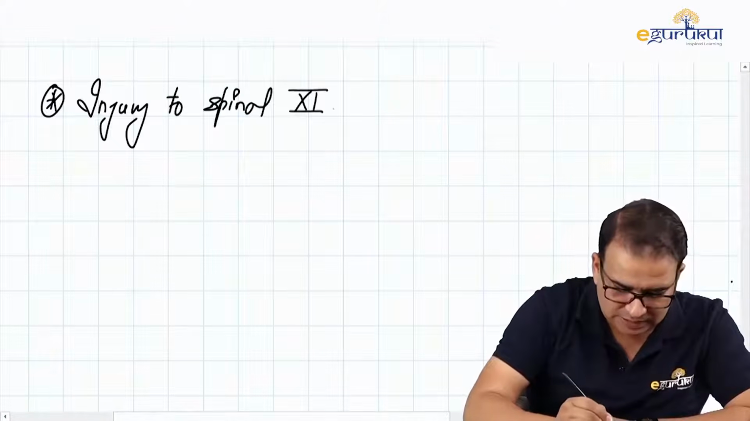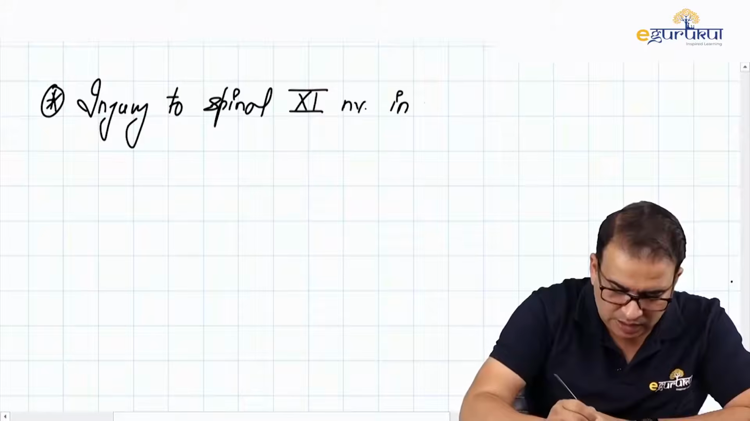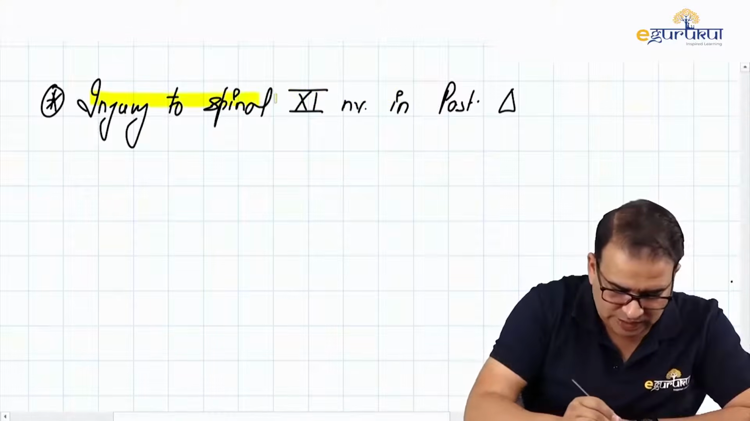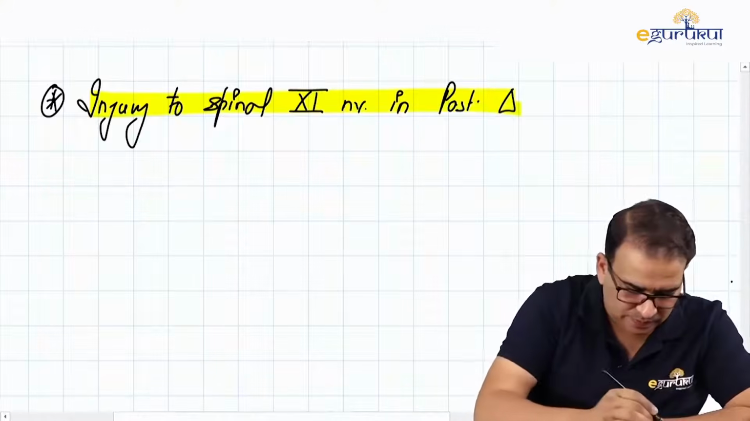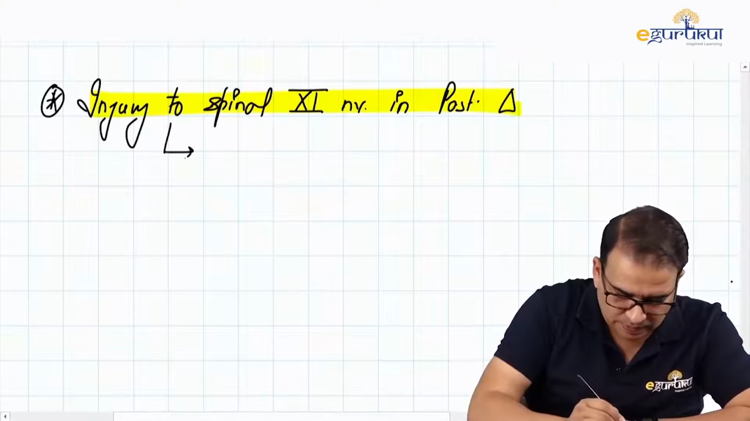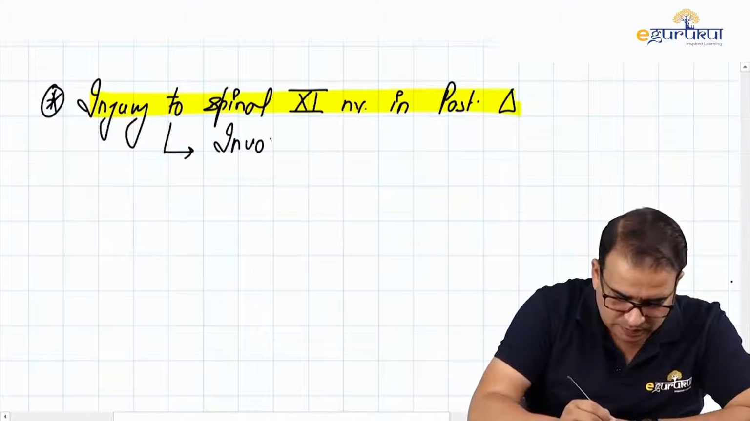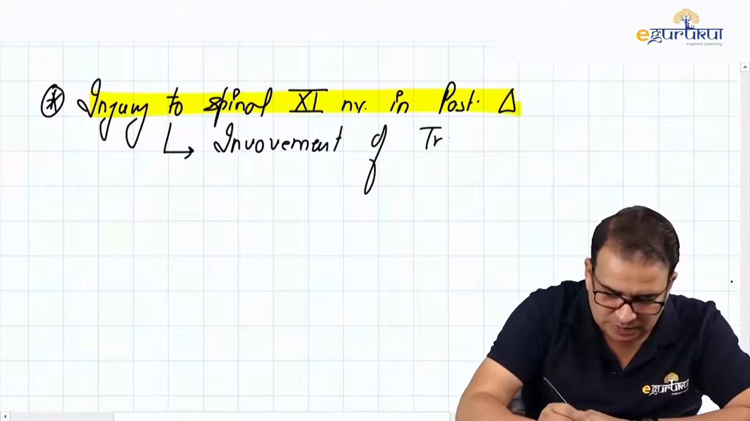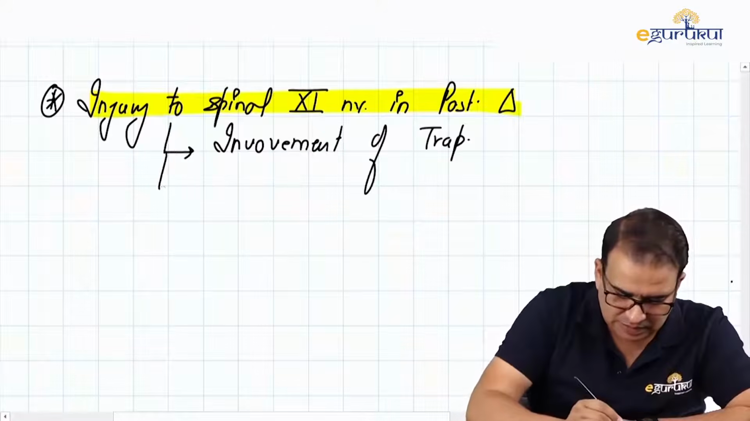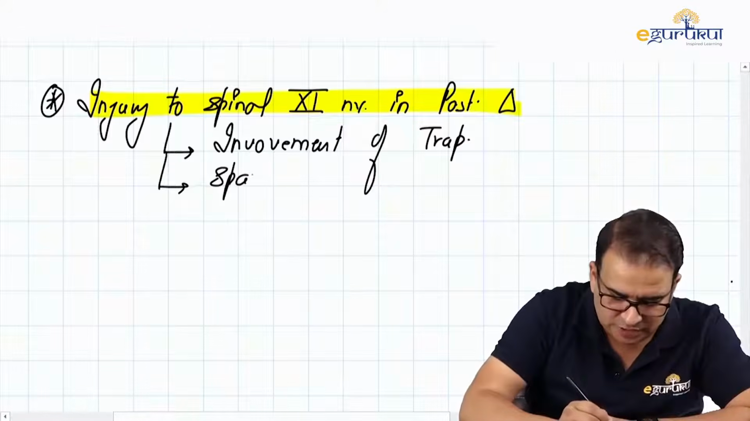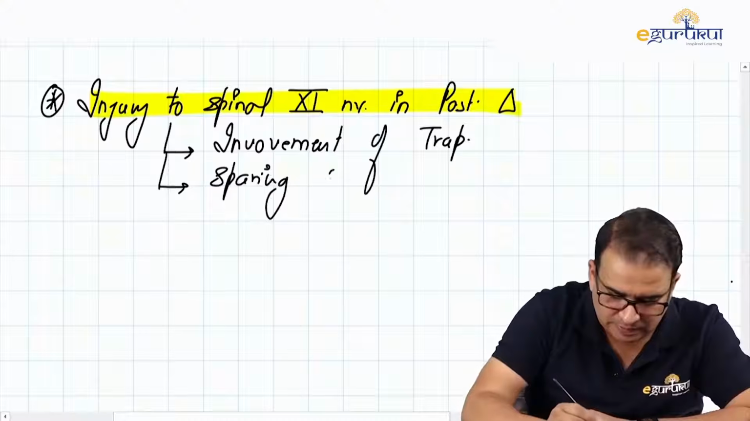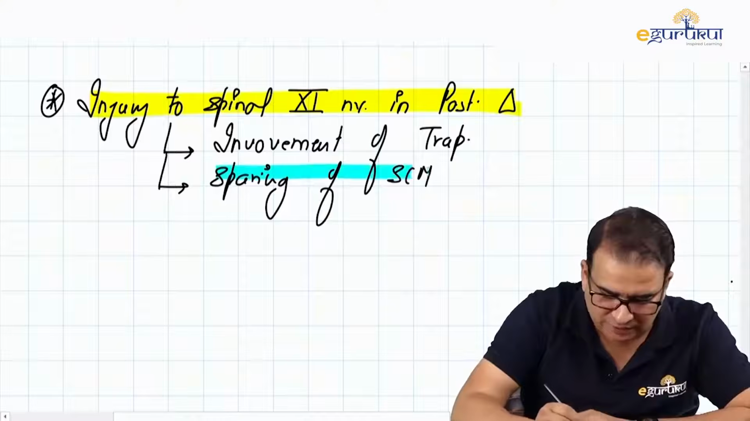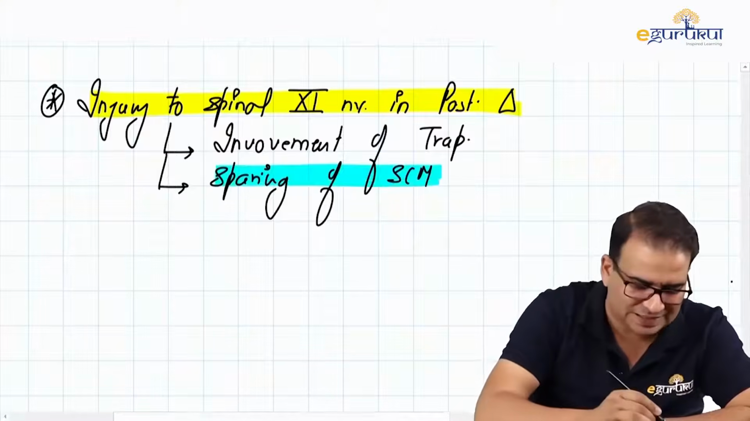Injury to spinal accessory nerve in posterior triangle. There is definitely involvement of the trapezius muscle, yes, but the important thing is there is sparing of sternocleidomastoid. So sternocleidomastoid thankfully is spared, so we will not have features of SCM.